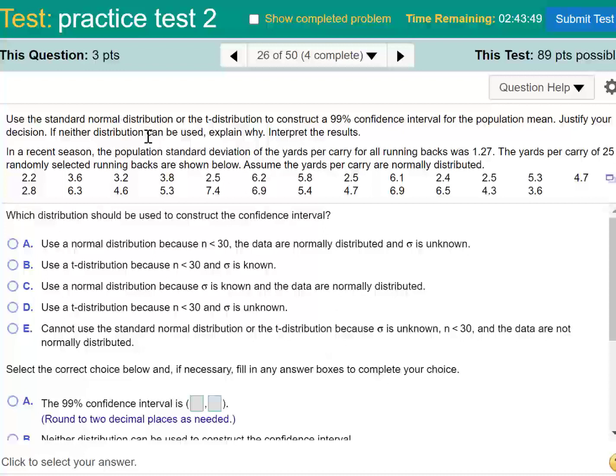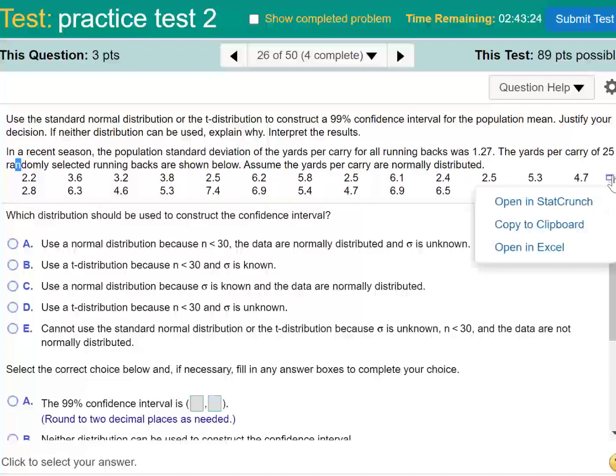Okay, use the standard normal or the t-distribution, construct a 99% confidence interval. In a recent season, the population standard deviation. So he says we know the population standard deviation, guys. So if you do this using your calculator, you will have to input this data into L1 and use Z interval, not T interval, and input sigma is 1.27.